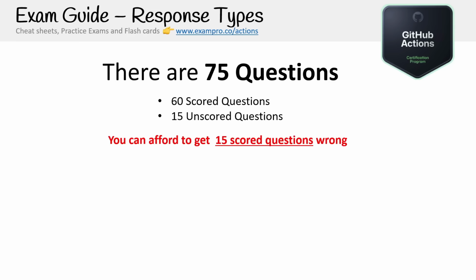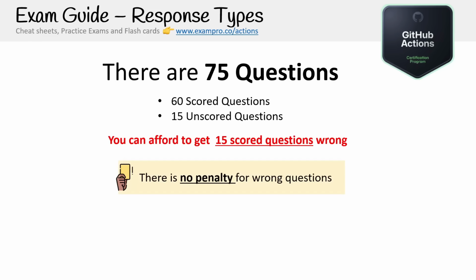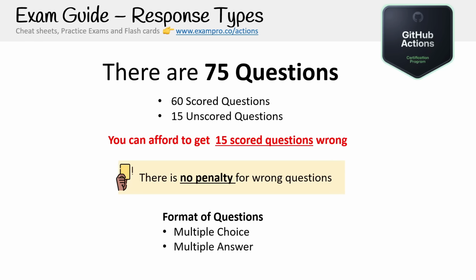So you can afford to get 15 scored questions wrong. There is no penalty for wrong questions. And this could have been my experience where I felt like I had 35% enterprise questions on there, but that doesn't explain the missing 5%. Anyway, the format of the questions is multiple choice and multiple answer. I'm going to tell you right now, there was a lot of multiple answer, like an abnormal amount of them, and it was very frustrating. So just be prepared for that, that you're going to have a lot of multiple answers.